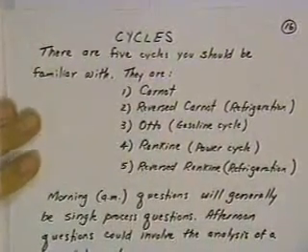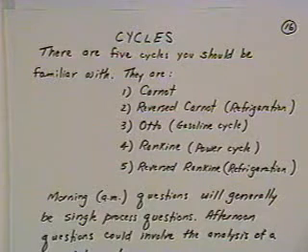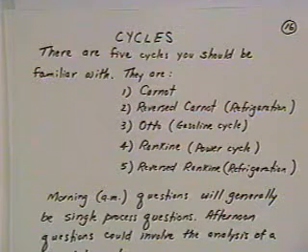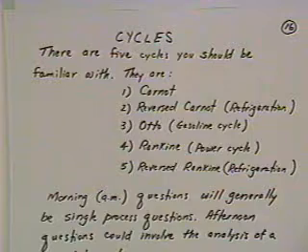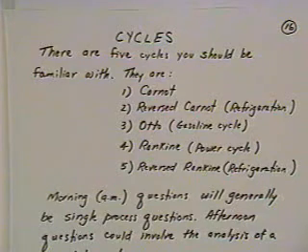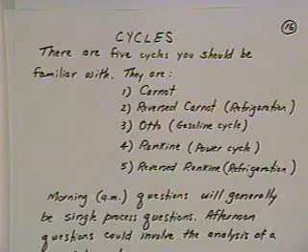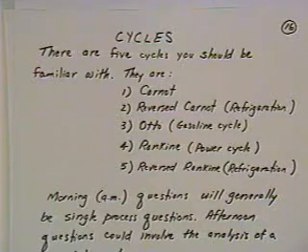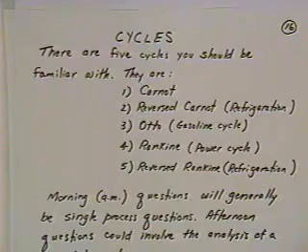These are the 5 cycles that I said in the beginning. We're on page 16 in the notes. 5 cycles that you need to be familiar with. First is our old friend, the Carnot cycle, which is probably the most famous cycle in all of thermodynamics. The reversed Carnot cycle, which is a refrigeration cycle. The Otto cycle, which is the cycle for the gasoline engine. And the Rankine cycle, which is the power cycle. And then the reverse Rankine cycle, which is refrigeration.